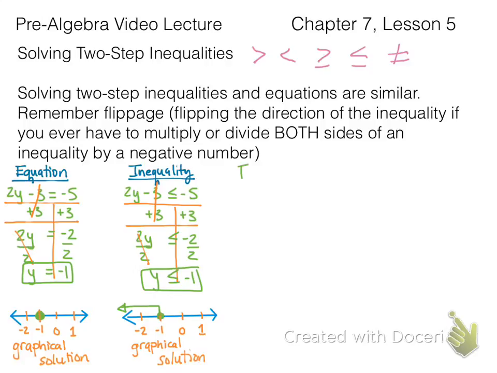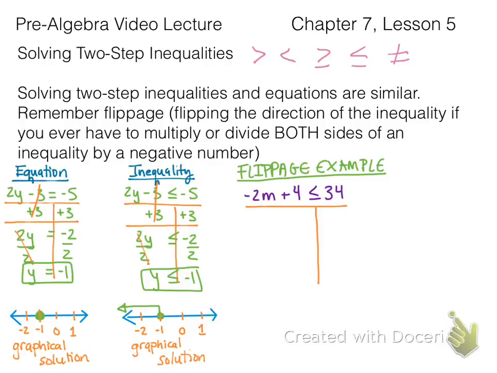Okay, so let's go ahead and give us a flippage example. All right, flippage. We have -2m plus 4 is less than or equal to 34. All right, same way we did before. I'm going to make a little table. I'm going to subtract 4 on both sides because it's the opposite of adding 4.